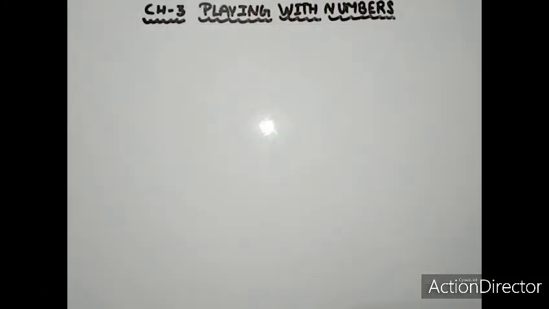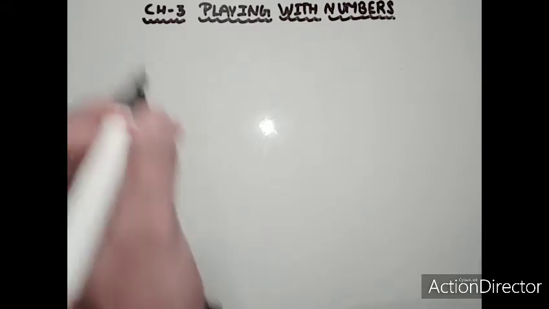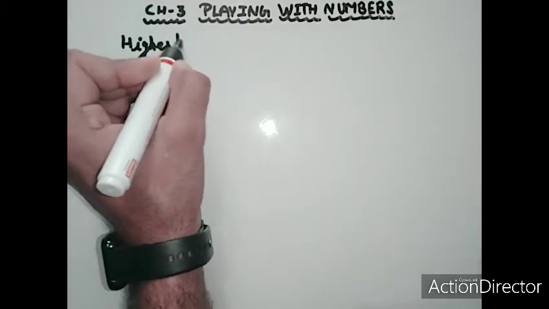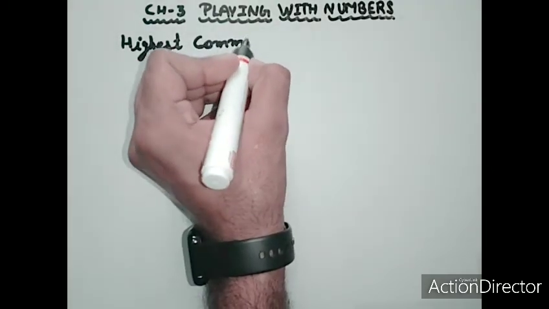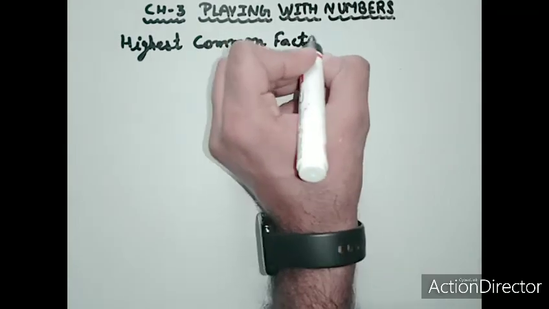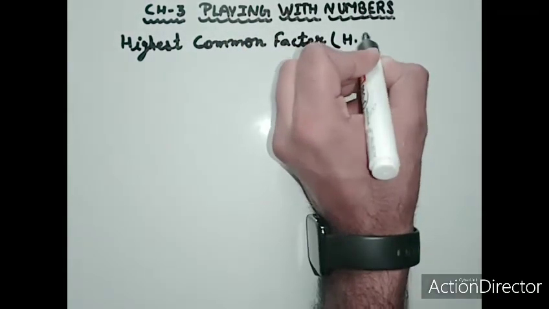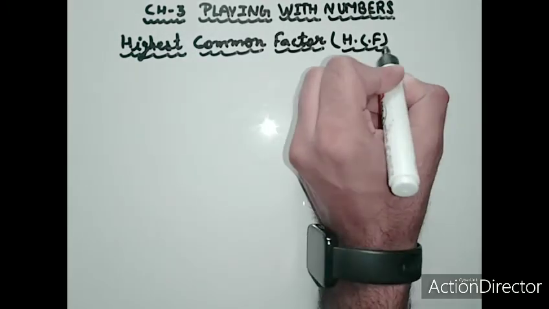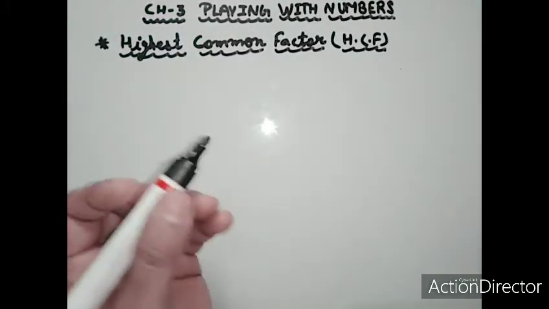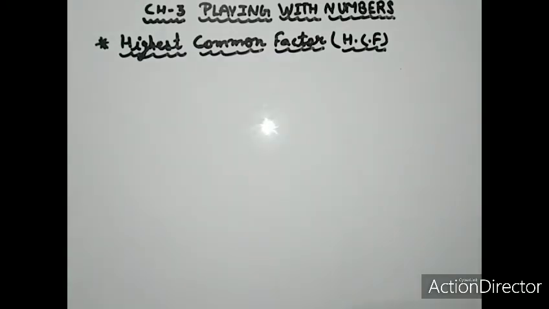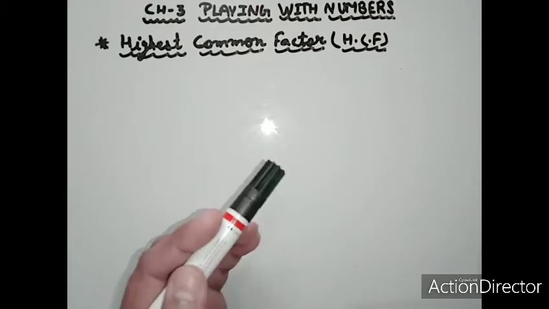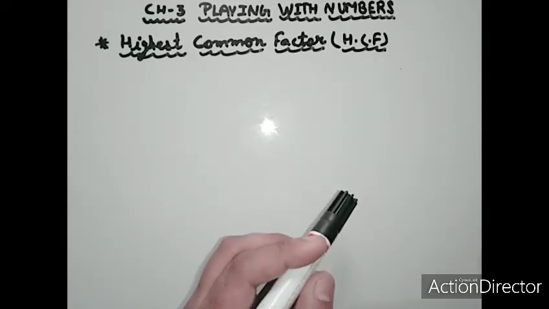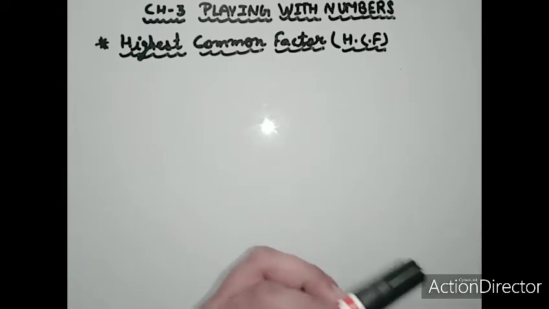So now here we will discuss HCF, highest common factor. In short, we write HCF. In the previous sections we have learned about factors and multiples of a given number. In this section we shall learn how to compare factors of groups of numbers and find the largest that is common to them. This is also known as their highest common factor or HCF.